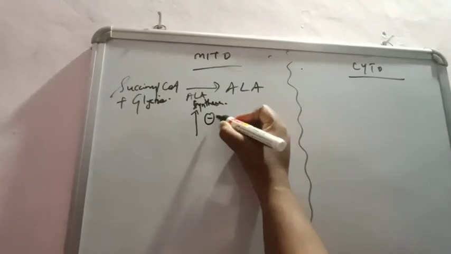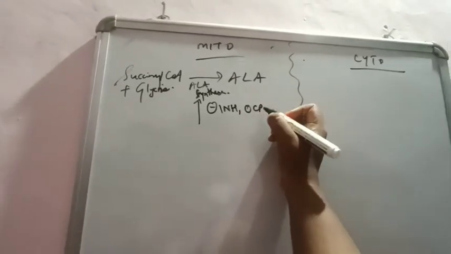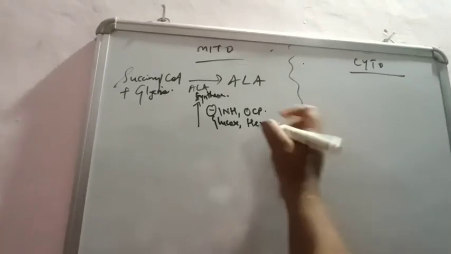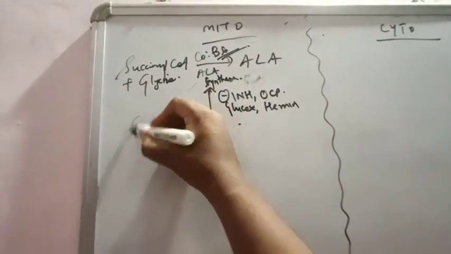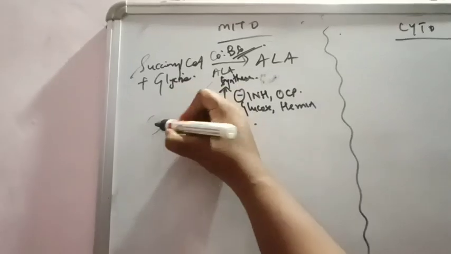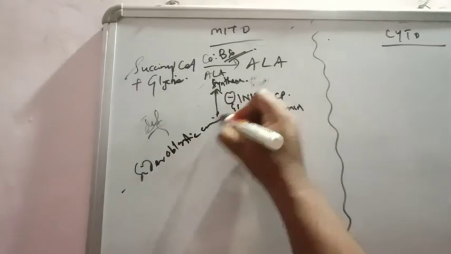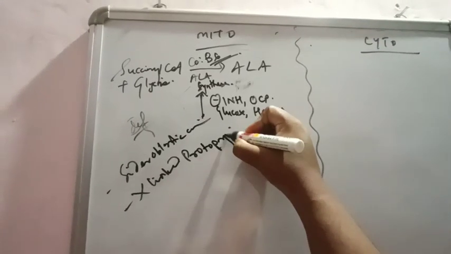Now ALA synthase is inhibited by INH, isoniazid, by OC pills, by glucose, and by heme. Remember these, they inhibit ALA synthase. The cofactor for ALA synthase is B6. Deficiency of ALA synthase can lead to sideroblastic anemia and X-linked protoporphyria.